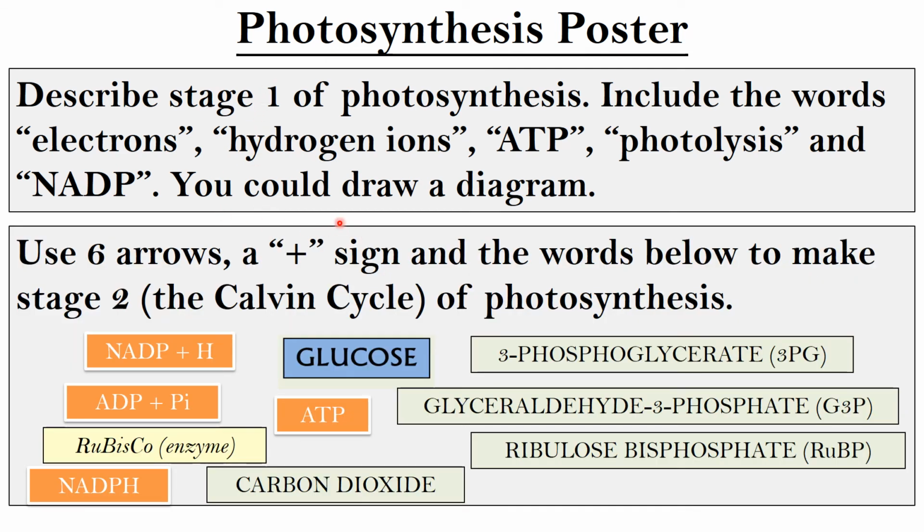So what I would like you to do, and this maybe requires quite a large bit of paper, is just try and get these stages into your head. So, a big bit of A3 paper, split it in two, maybe the left-hand side, stage 1. Describe stage 1 of photosynthesis, so include the words electrons, hydrogen ions, ATP, photolysis, and NADP. You can draw a diagram. And then for the next one, use 6 arrows and a plus sign and the words below to make stage 2, which is the Calvin cycle of photosynthesis.